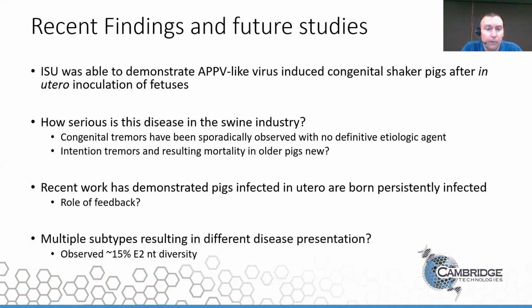And then the final point here is on the diversity of APPV. As more and more research is coming out on this virus, we are seeing that there are a number of different genotypes. So there's a lot of diversity, and we really don't understand the role of this genetic diversity in immunity.